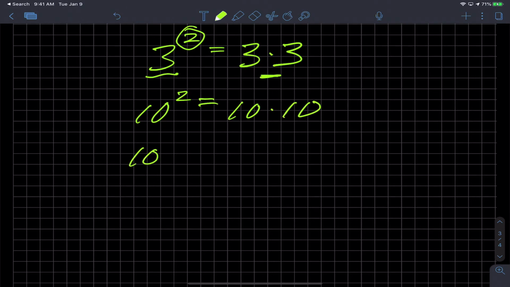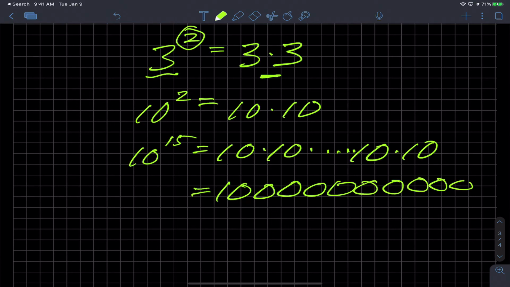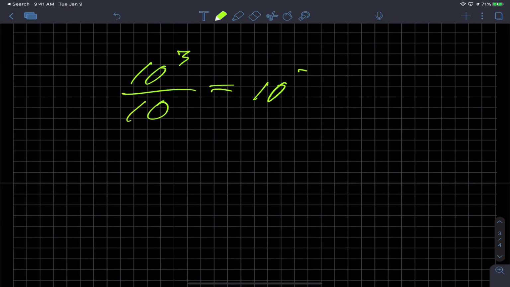If I have 10 to the 15th, that's 15 10's being multiplied. So that would result in, of course, this number with 15 zeros behind it, right? However many they're going to be. If, for instance, I had 10 cubed and I want to divide it by 10, hopefully all of you go, yeah, well, that's 10 squared.